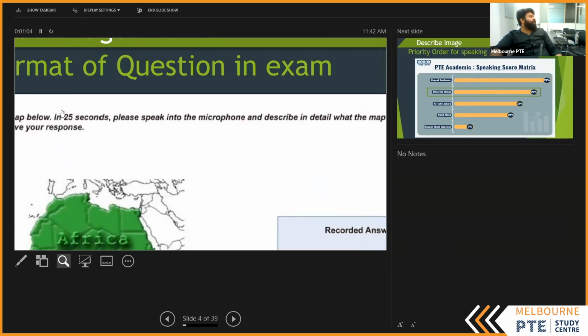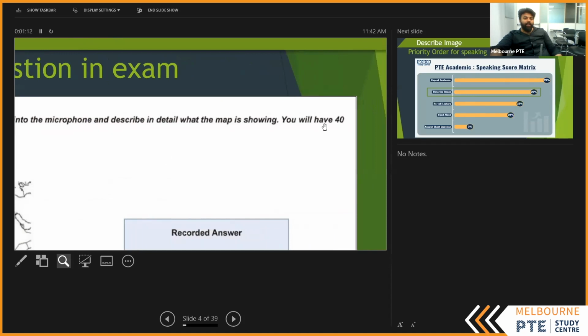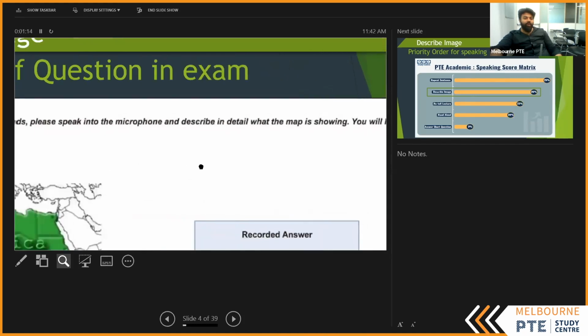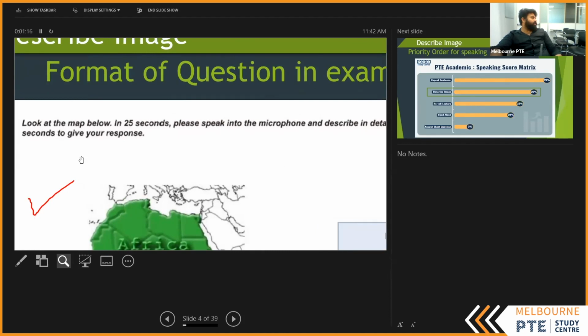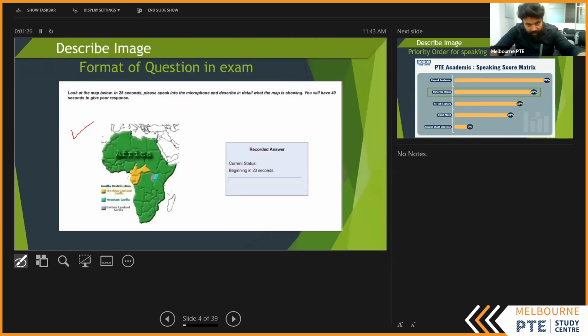Now your preparation time is 25 seconds and it will be the same for all the different types of images. And the time you have for answer now is 40 seconds. So 40 seconds is your answering time, and 25 seconds is your preparation. Now the same things that I told you guys earlier, like getting ready for the answer. So make sure when it is saying beginning in 3, beginning in 2 seconds, you are getting ready to start speaking, to start recording your answer.